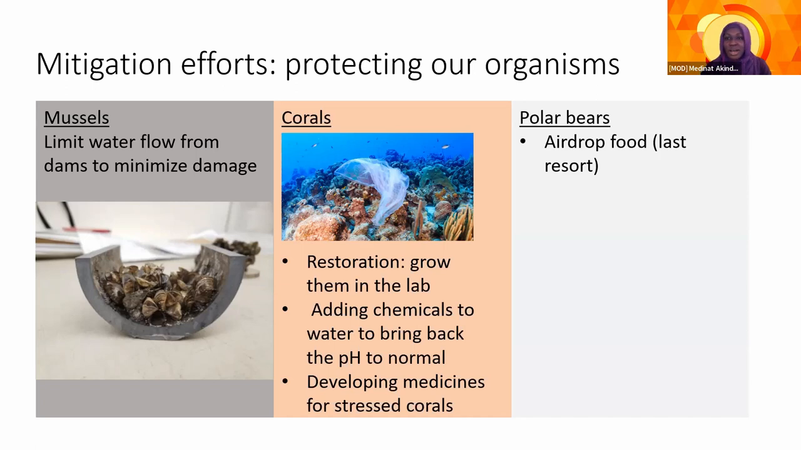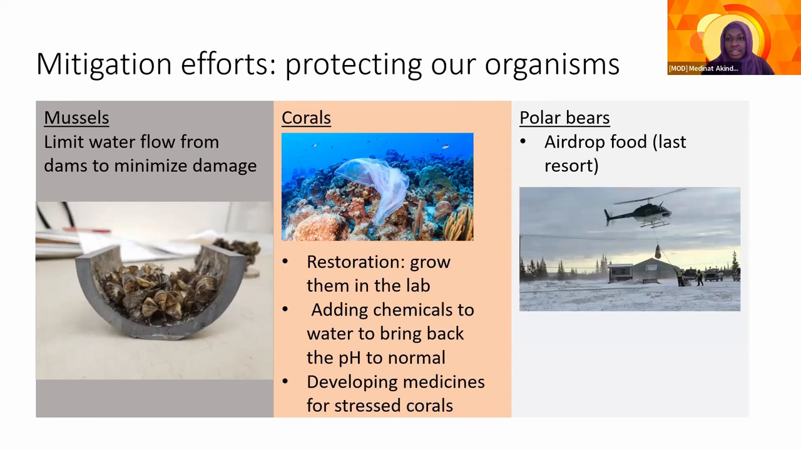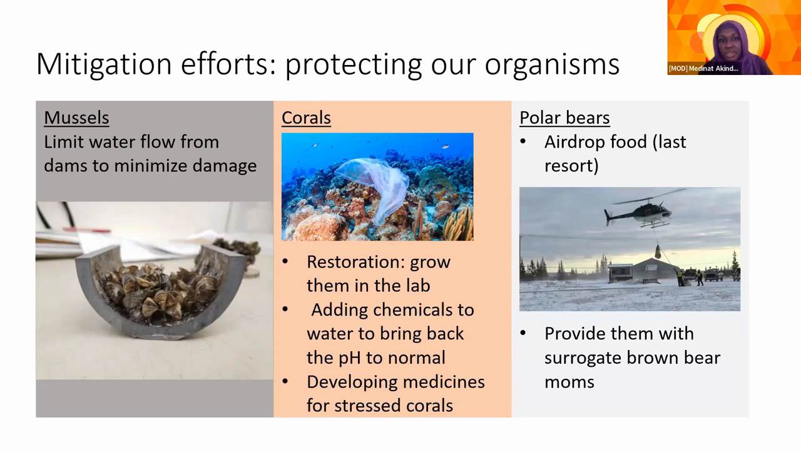For polar bears, one option is to airdrop some food. This is a last resort. I don't really recommend feeding polar bears, since they have specific diets, but this is a last case scenario if we can't do anything else to save the polar bears. Another strategy is to transport polar bears from one part of the Arctic into a different part where there's a higher polar bear population and where the ice sheets aren't melting as drastically. Another strategy is to provide them with surrogate brown bear moms, since the polar bears are moving onshore. I'm not sure how well this would work, but these are just some strategies that have been suggested. But there's something that's even better than this.